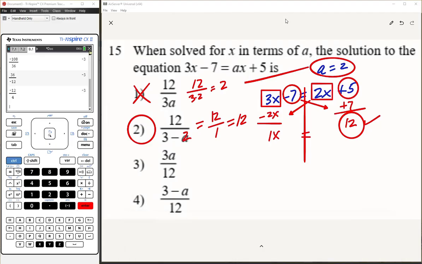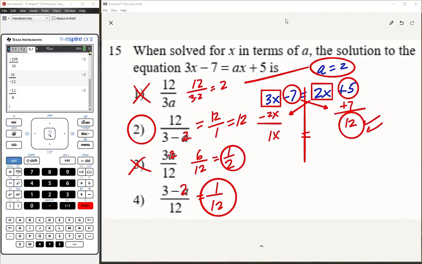So let's look at the next one. If I put a 2 in here, that's 3 times 2, so it'll be 6 over 12, and our answer reduces to 1/2. That is not what we're looking for. We're looking for 12. And then if I do the same thing with the last one, it's going to be 3 minus 2, so that's going to be 1 on top and 12 on the bottom. We don't want 1/12, we want 12, so this is also not the answer.